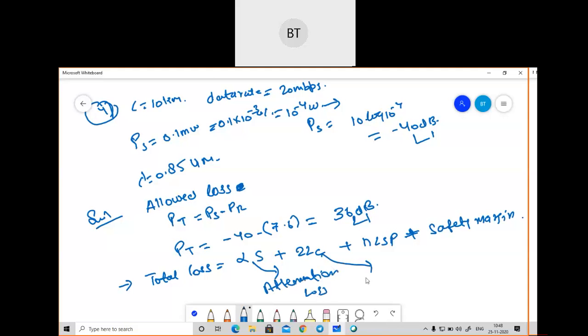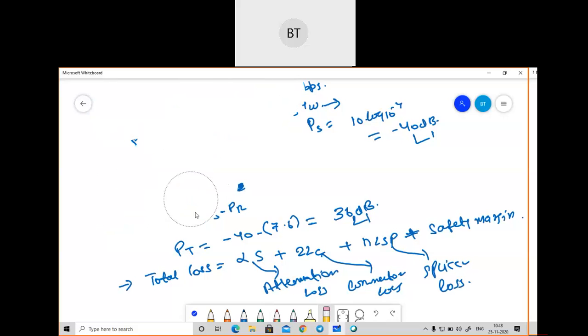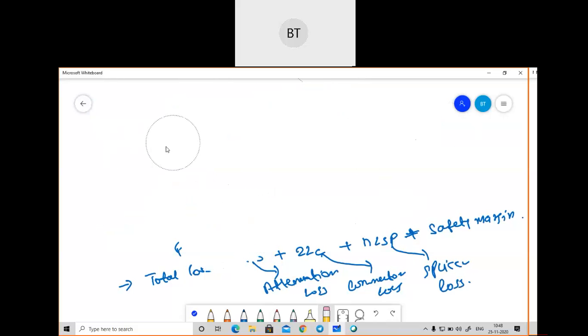This is connector loss, and this is splicer loss. So whatever losses this fiber optic link is experiencing, those losses we have to add. Any type of losses that is there, we have to add all of them. So actually what we are doing is calculating the total loss. What were our losses? That is attenuation loss, connector loss, and splicer loss. Separately we need to calculate all. First we will calculate attenuation loss, then connector loss, then splicer loss, then safety margin, and we need to add all those things.